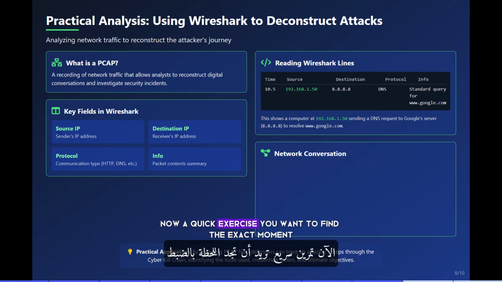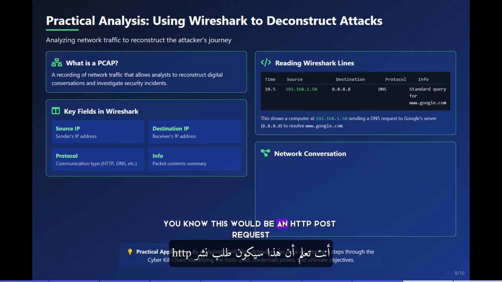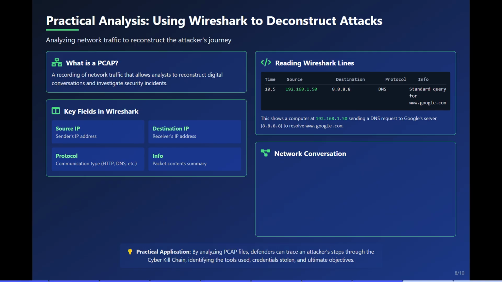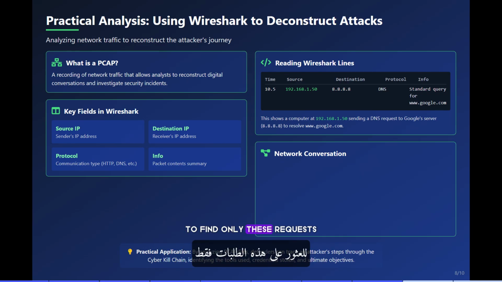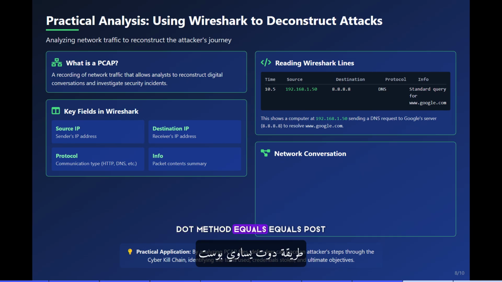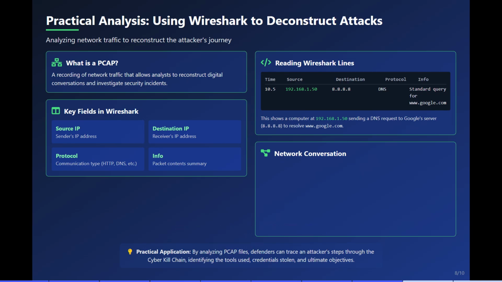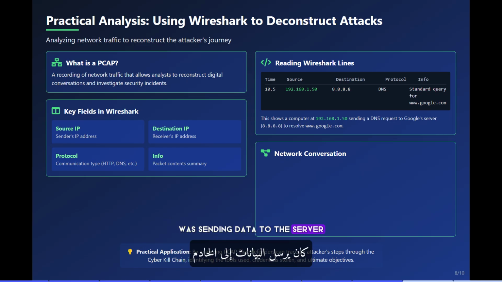Now, a quick exercise. You want to find the exact moment the attacker uploaded their malicious file. You know this would be an HTTP POST request. What Wireshark display filter would you use to find only these requests? The correct filter would be http.request.method=post. This will show you only the packets where a client was sending data to the server.